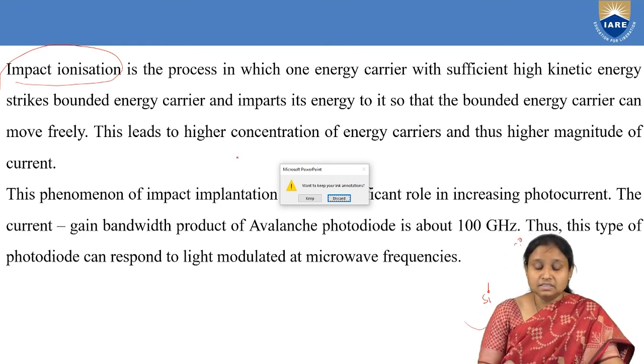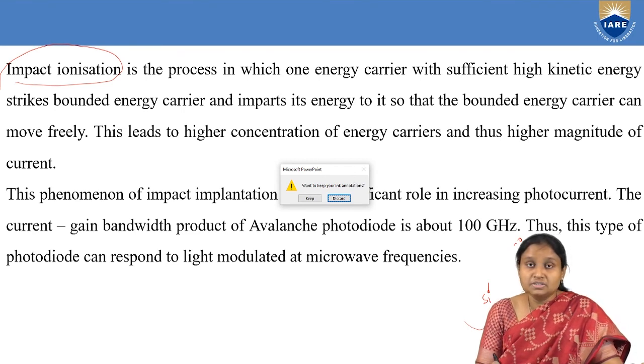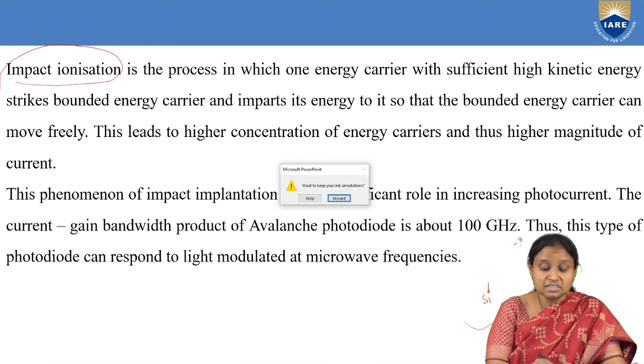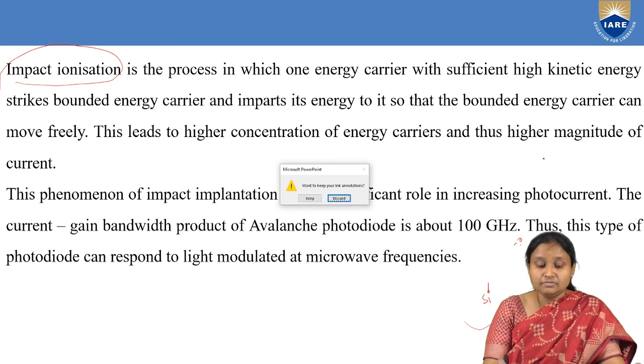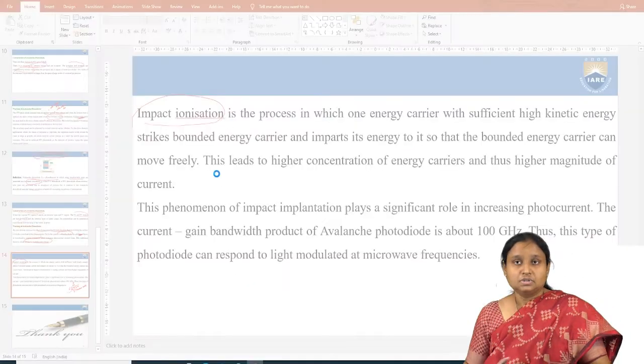So as you can see here, just one charge carrier with sufficient energy is enough to break these covalent bonds and give rise to multiplication of charge carriers. So this leads to a higher concentration of charge carriers and we'll get a higher magnitude of current. So this is about the charge carriers.